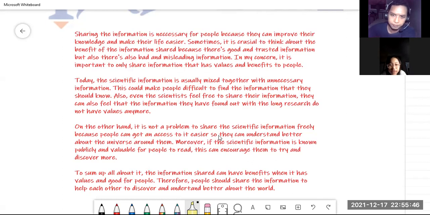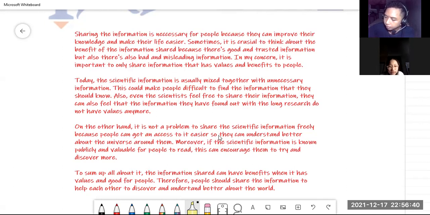Sharing the information is necessary for people because they can improve their knowledge and make their life easier. Sometimes it is crucial to think about the benefits of the information shared because there's good and trusted information, but there are also bad and misleading information. In my concern, it is important to only share information that has value and benefit to people. Today, the scientific information is usually mixed together with unnecessary information. This could make people difficult to find information that they should know. Also, even scientists feel free to share the information. They can also feel that the information they have found out with long research do not have value anymore.